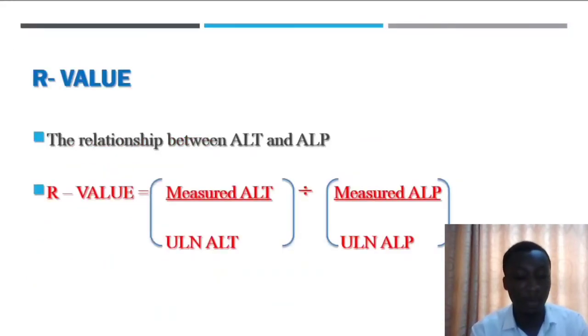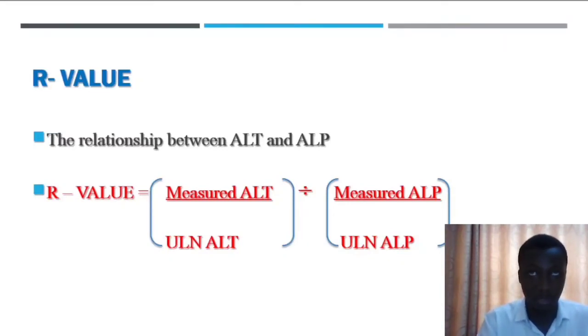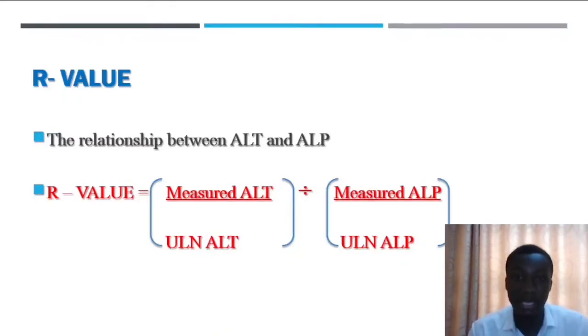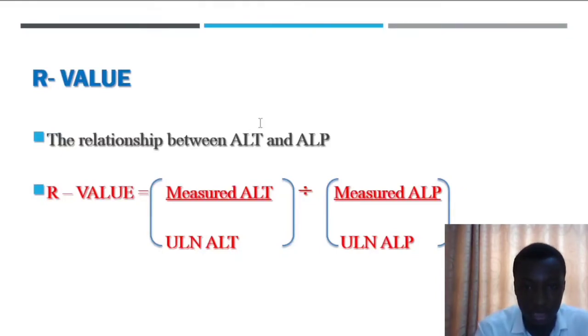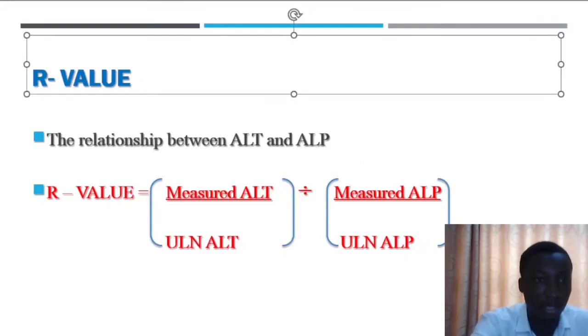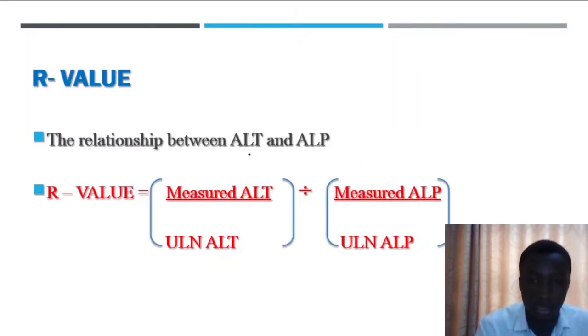Now, according to the American College of Gastroenterology, they proposed guidelines for drug-induced liver injury. And that's where they proposed the R value. Now, the R value is very necessary. It actually tells you the relationship between ALT and ALP. So we initially discussed ALT, if you remember.